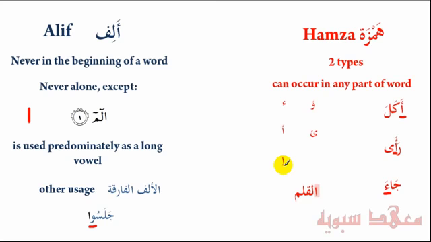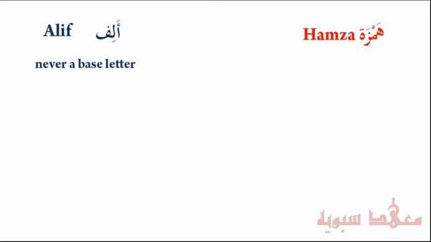Now there are other differences. The Alif is never a base letter. I have a lesson on base letters. In Arabic, words are derived from base letters, usually three base letters. But Alif cannot be one of them. If we see an alif, for example, in sara, qala, these are verbs. Here, this alif actually represents a ya. And this alif here represents a waw.